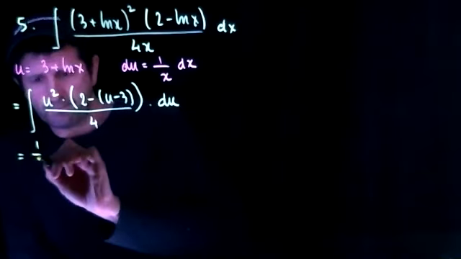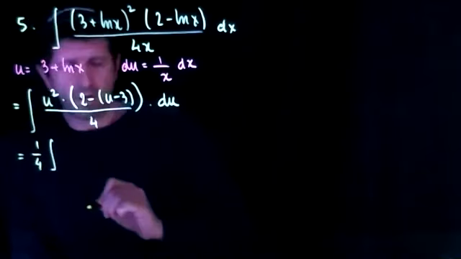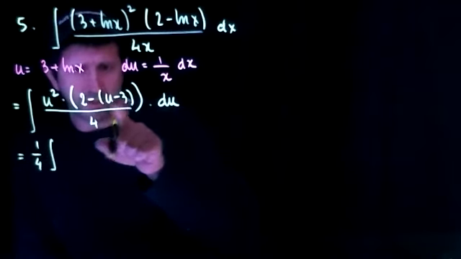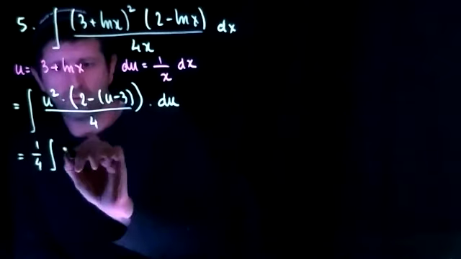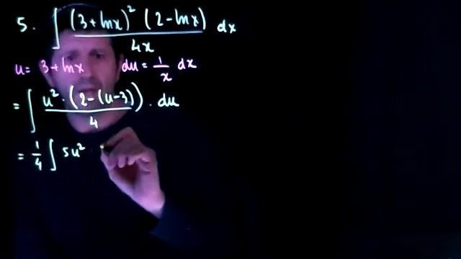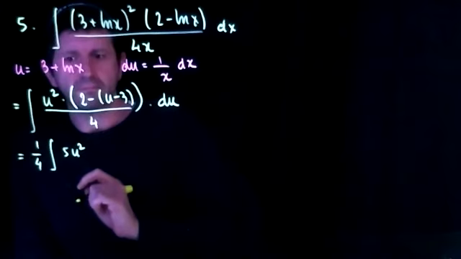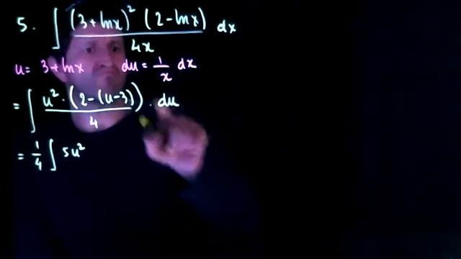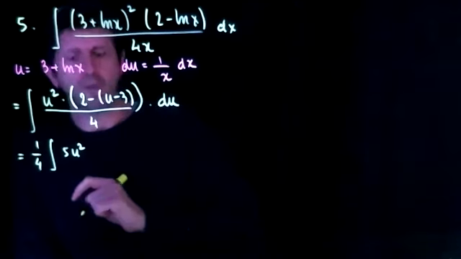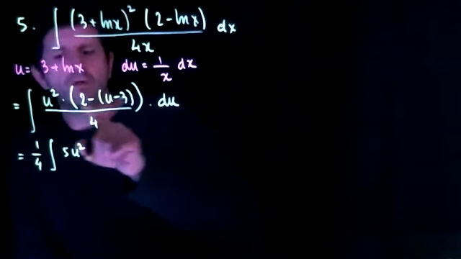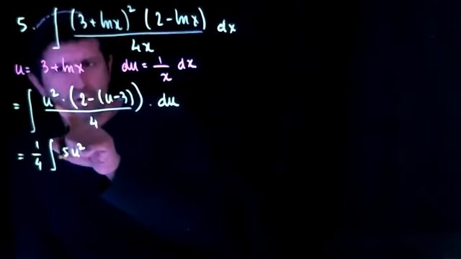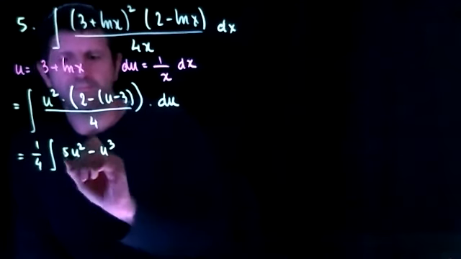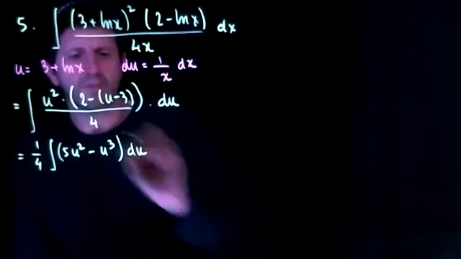1/4 integral of... So what do I have here? 2 minus 2 plus 3 is 5. So I have 5u squared. Is it over 4 or 4x? 4. Because the x over x is du. Okay. So I have 5u squared and then minus u cubed du.